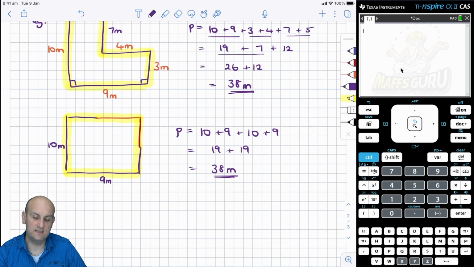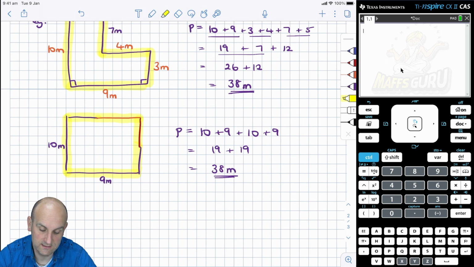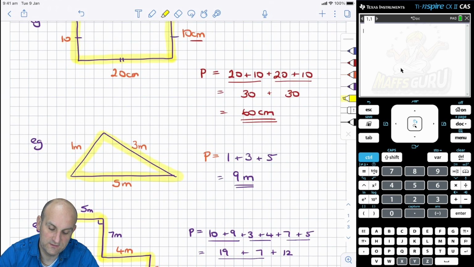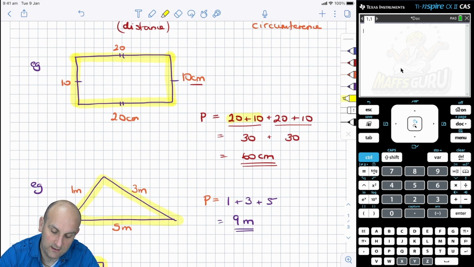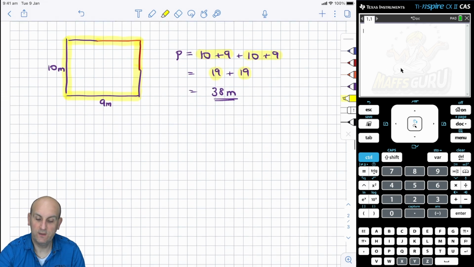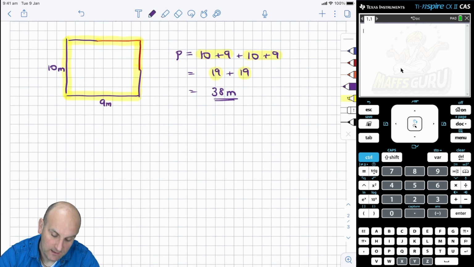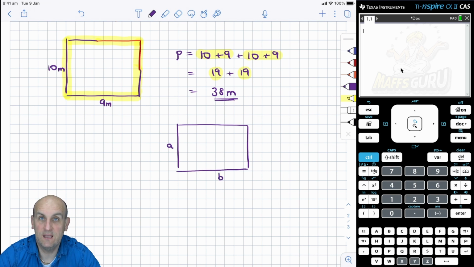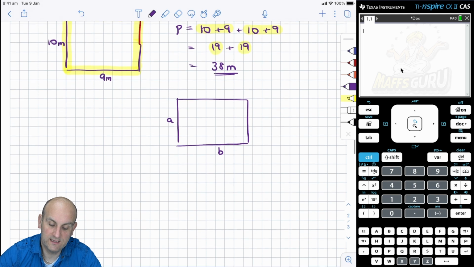Now, again, to go back to the example, you may also notice that this 10 plus 9 and this 10 plus 9 is repeated, because we get 19 and 19. And in fact, if we go back to that previous first example, same thing happened, 20 plus 10, 20 plus 10. Now, with rectangles, we can actually do something pretty funky, because as long as I know this side length here and that side length there, if we call them A and B, then we can add A and B together and then effectively just double it.